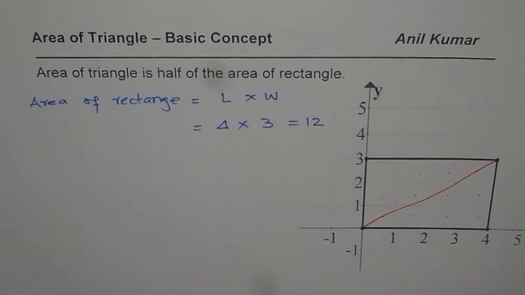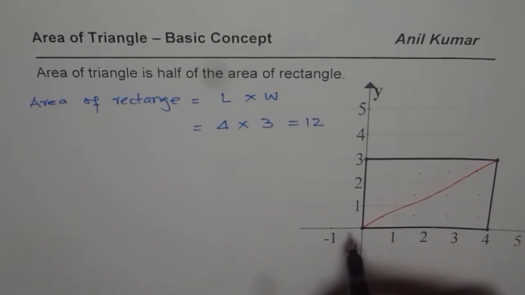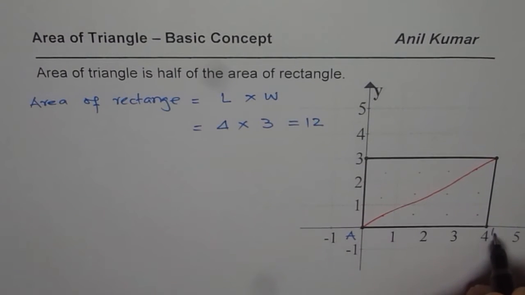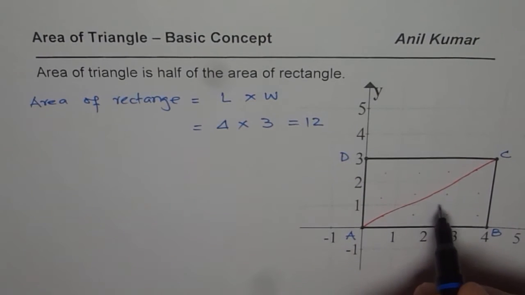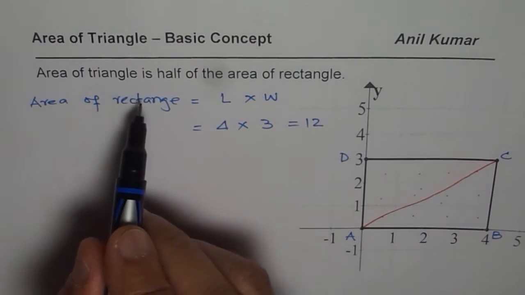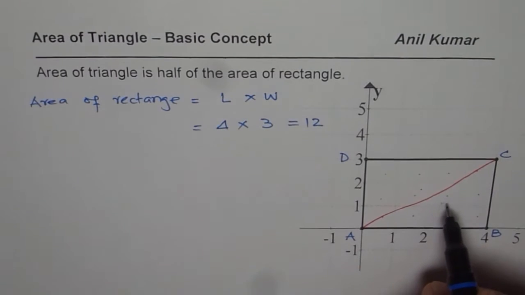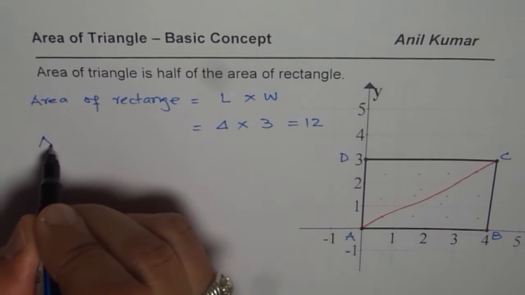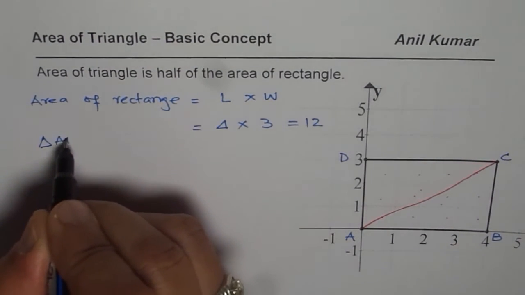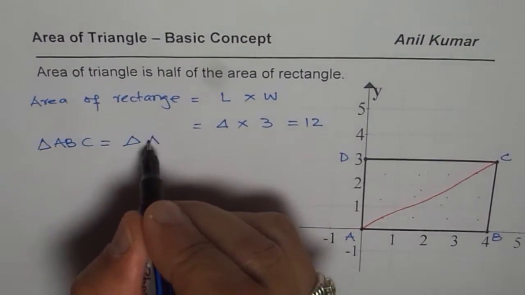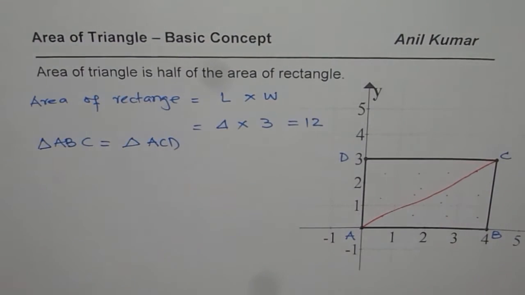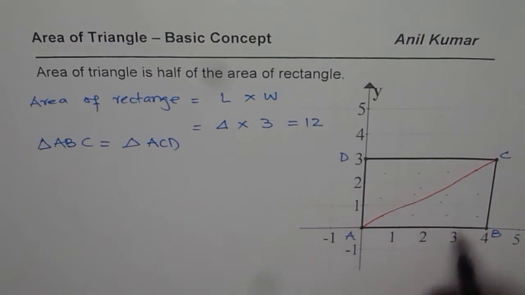So now what I will also do is label my rectangle. So let me call this rectangle A, B, C and D. Okay, so now we have 2 triangles. So area of rectangle is 12 and we have 2 equal triangles. We say triangle ABC is equal to triangle ACD, right? These are 2 equal triangles. So what is the area of each triangle?